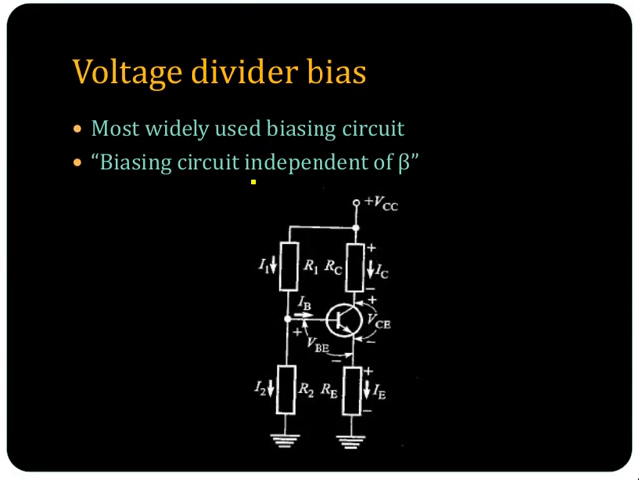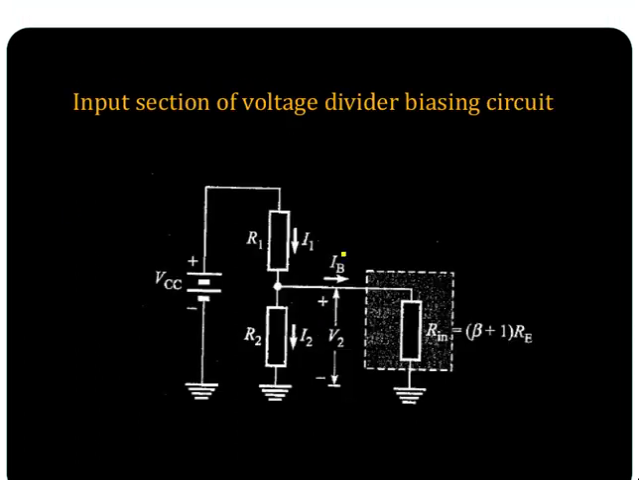So here the biasing circuit is independent of the beta parameter. This is a voltage divider bias circuit. You can see resistances R1 and R2 at the input, which form the voltage divider circuit, and the base current IB is flowing through the base. RC is the resistance connected on the collector side, and RE on the emitter side. So VCC, R1, R2 and RE form the input side of the voltage divider bias circuit.